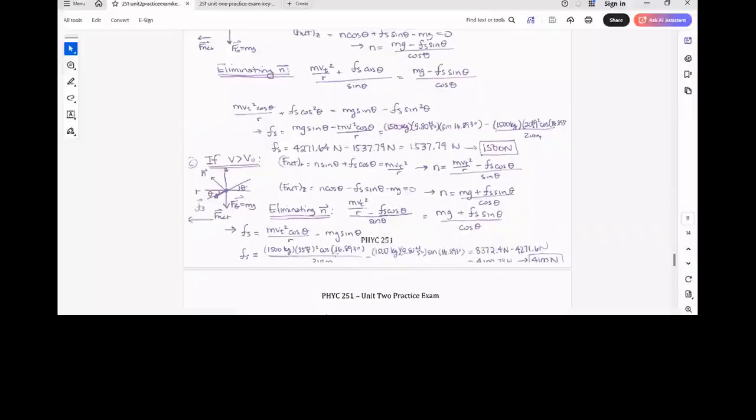This is mv squared times cosine theta over r minus mg sine theta. And again, this is hacked off a little bit here, but the unrounded value that you get is 4,100.79 newtons of friction. So that would go to 4,100 newtons when we apply sig figs.